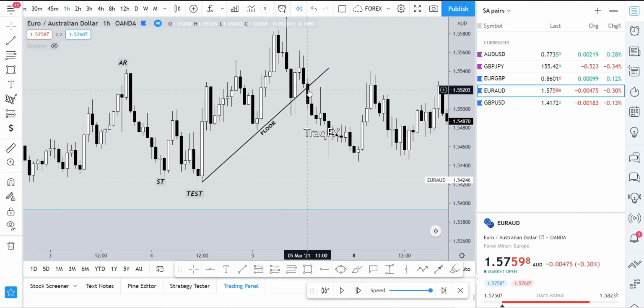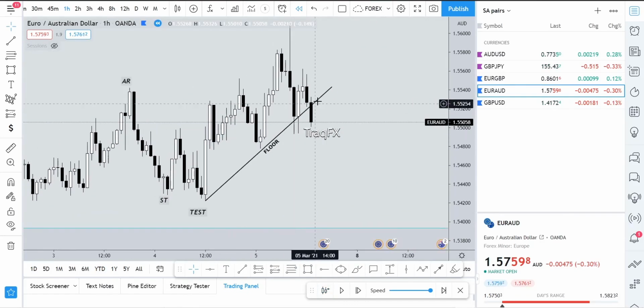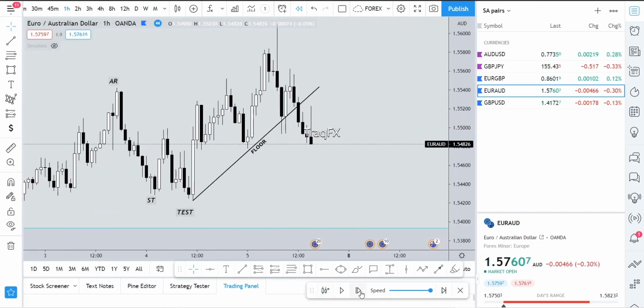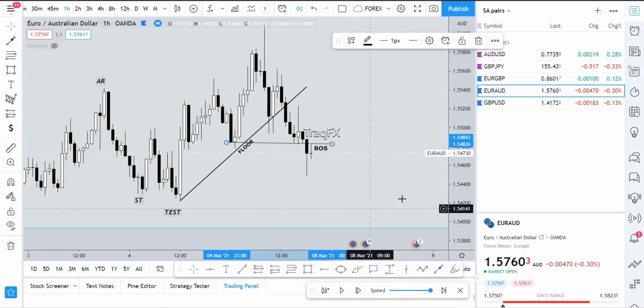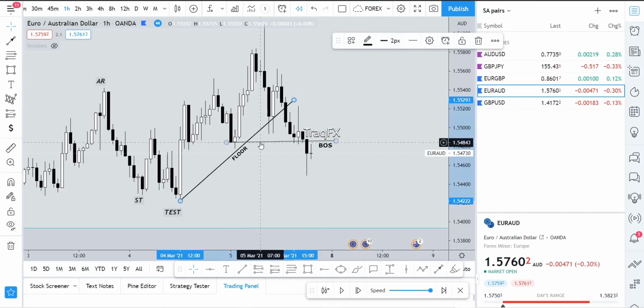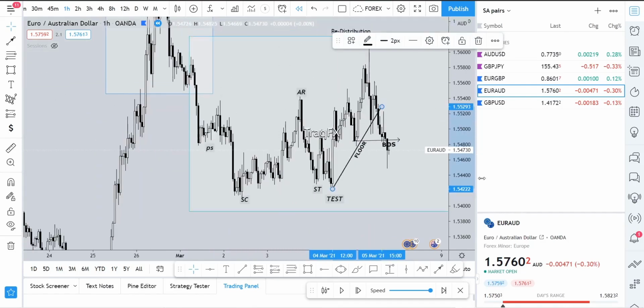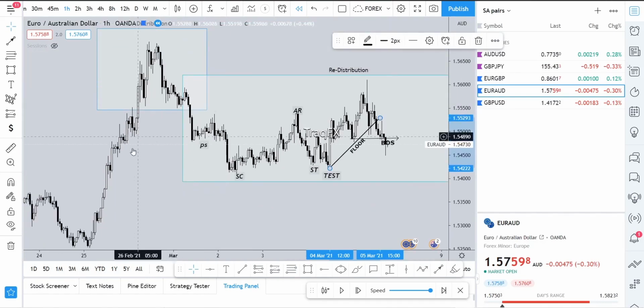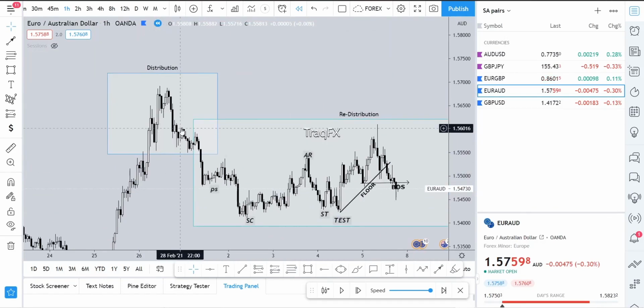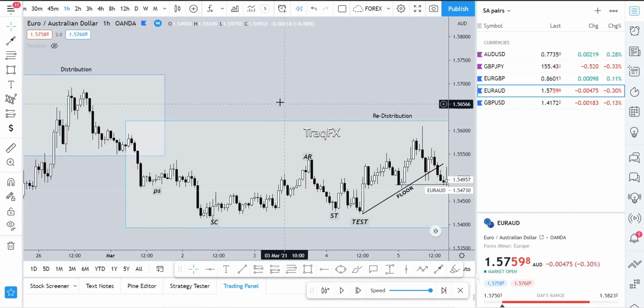So that's one confirmation. Now we want to see a break of structure. So let's go back in time. Clearly, it needs to break below structure. There we go. We have a break of structure below this low right here. Now we can begin looking for entries. Now is the right time because we have two confirmations. So this indicates to us that this is a redistribution schematic and not an accumulation. Price needed to continue distributing from this previous distribution schematic.